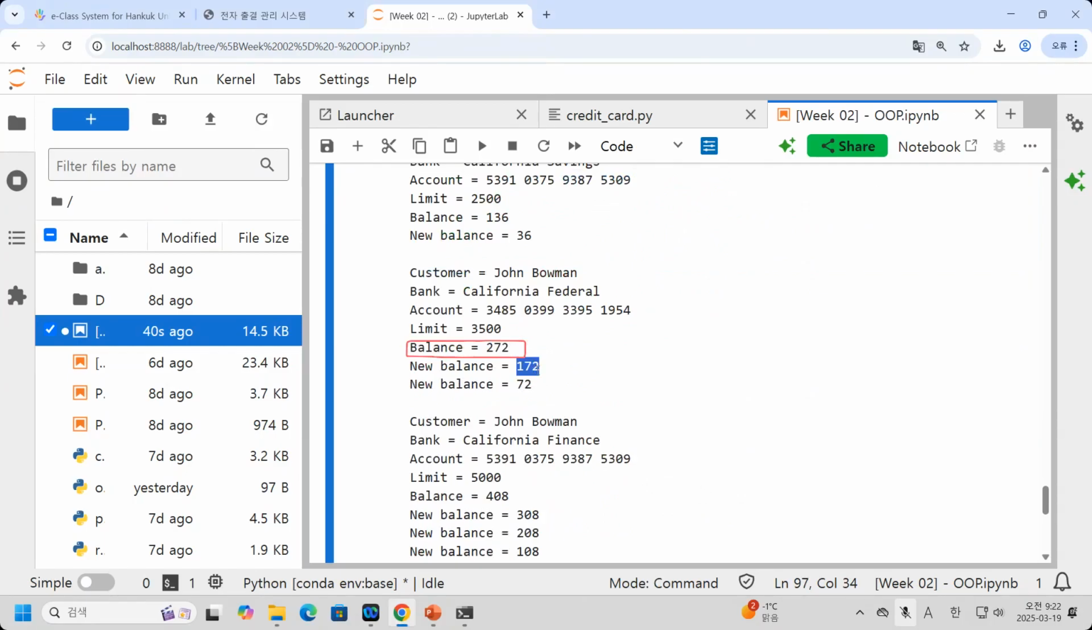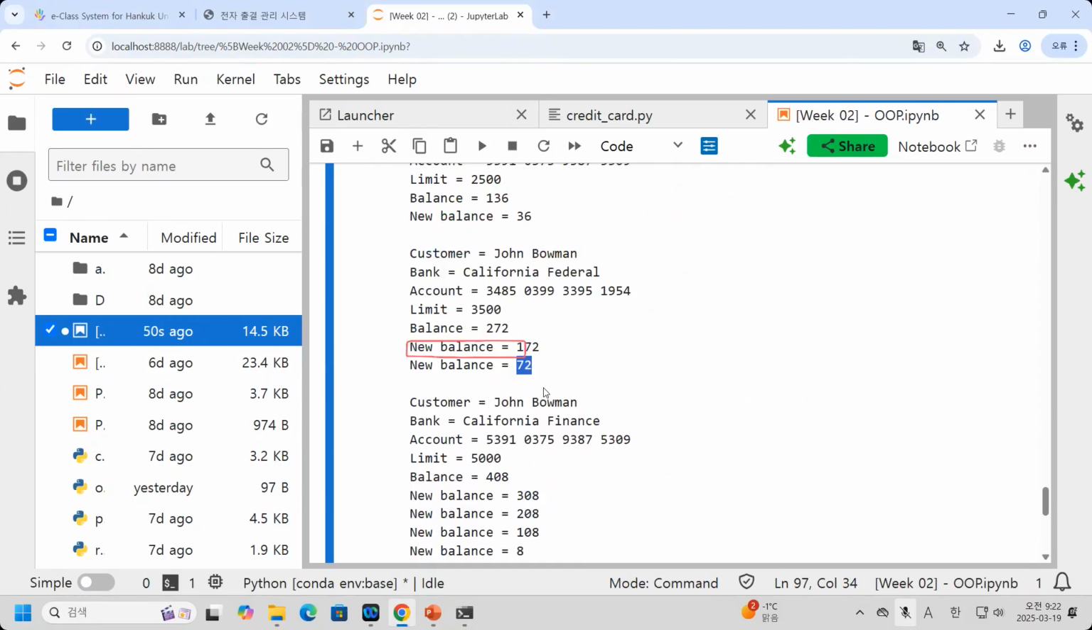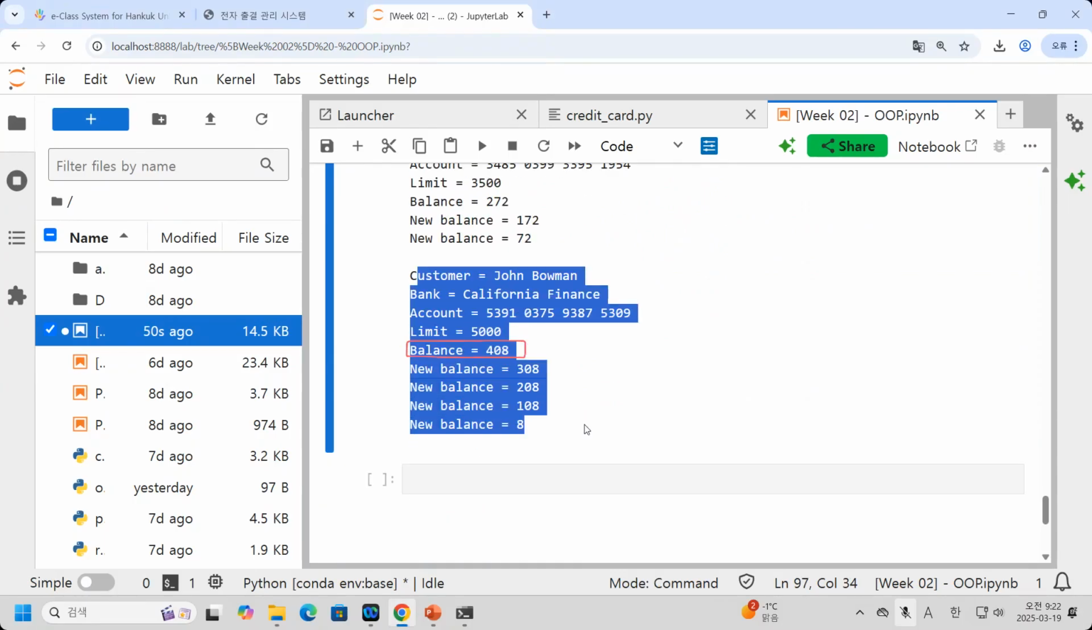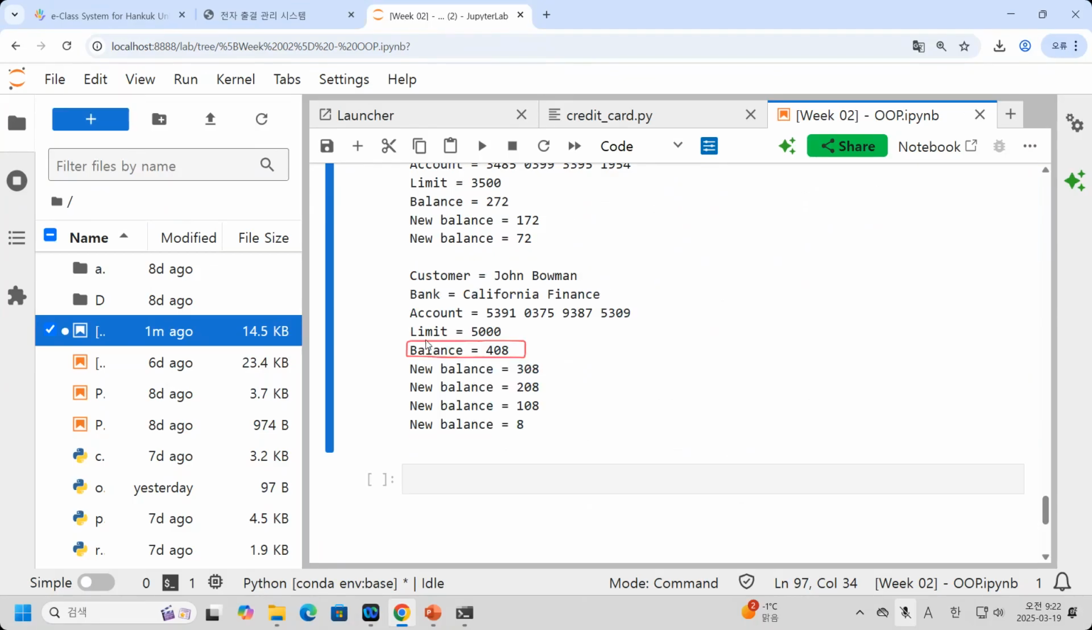But the balance is still higher than 100. Then we pay again another 100. So now the new balance is 72. This is the third credit card. This is also the same. So we can see if the balance is higher than 100, pay 100. Because it is still higher than 100, we pay again 100. Because this is still higher, we pay again 100. Then the new balance becomes 8. So this is the meaning of the code that I gave to you for the credit card.